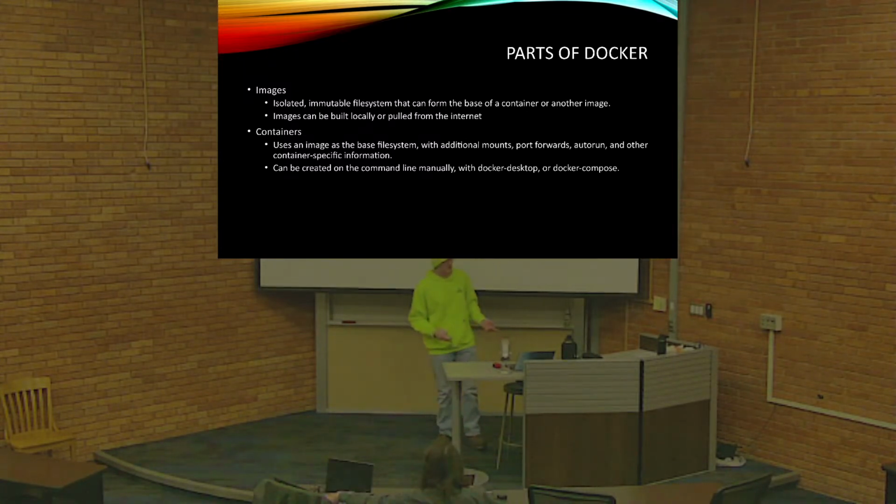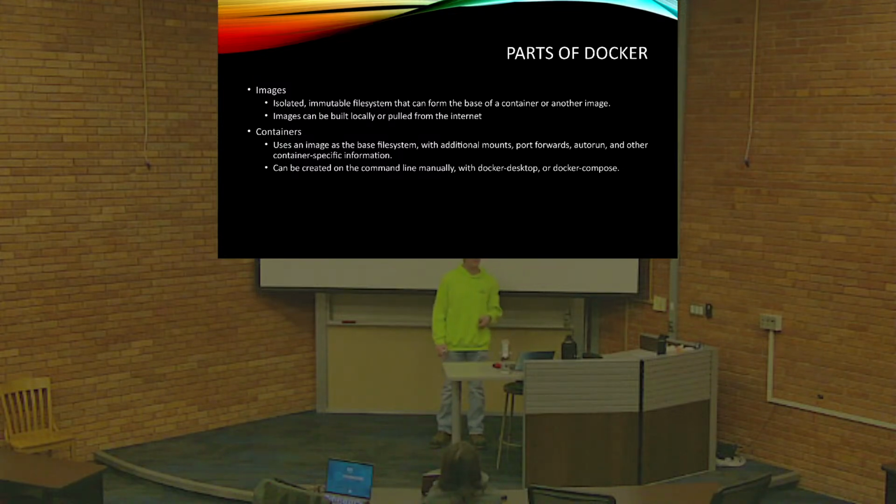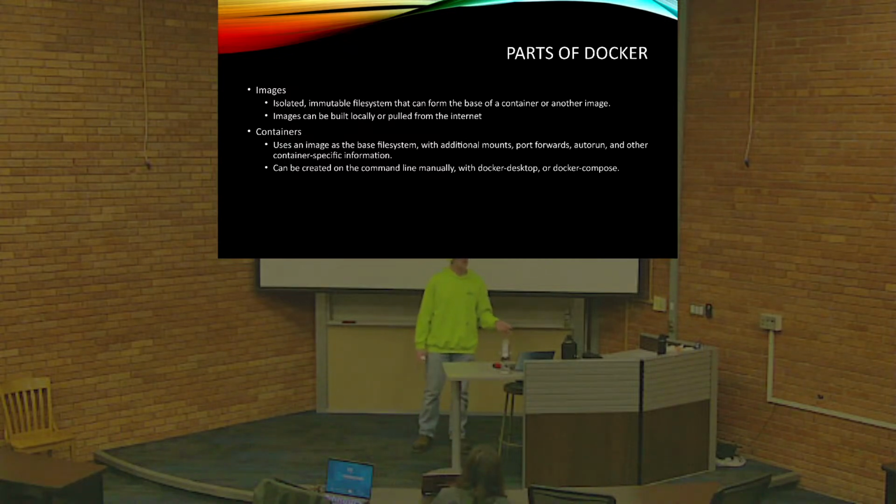You can build images locally or you can pull pre-made ones from the internet. The most common repository for this is Docker Hub. That's the one Docker uses by default. You can just docker pull an image down and then docker run the container.